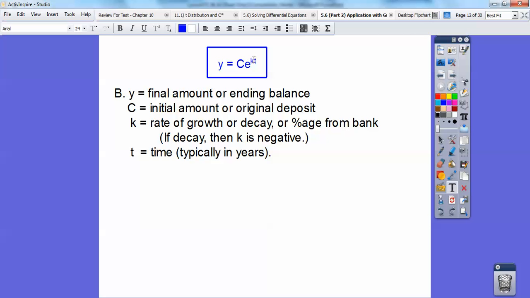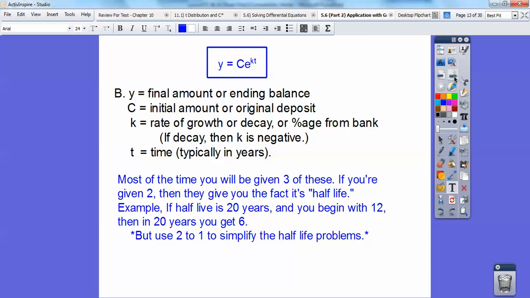k is your rate of growth or decay, or the percentage from your bank if it's an interest rate right there. Okay, and then just notice if it's a decay thing, then k is going to be negative right there. All right, and time is typically in years, so that's t right there. Okay, so most of the time you'll be given three of these and you solve for the fourth one.